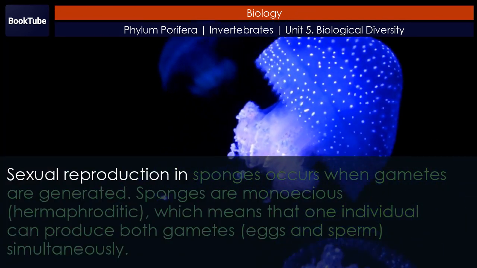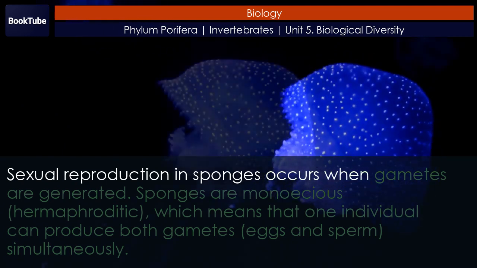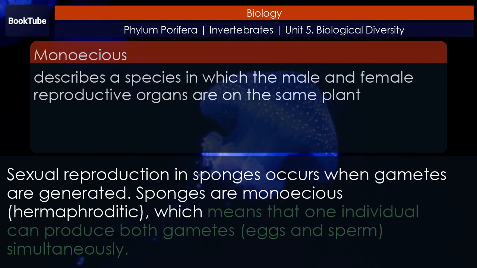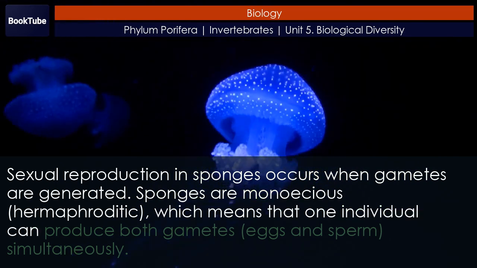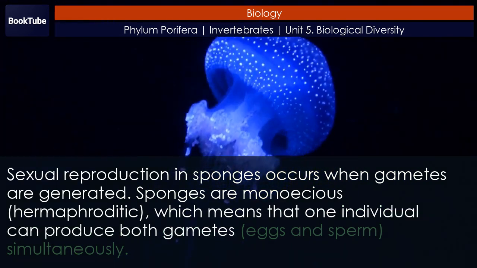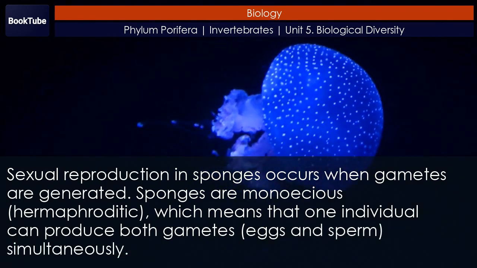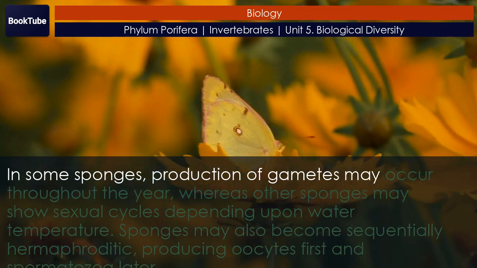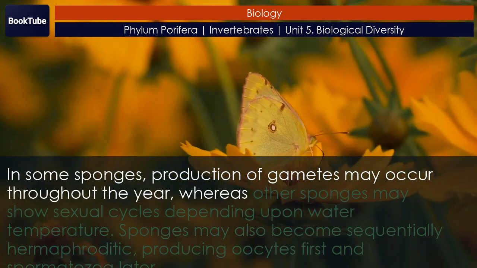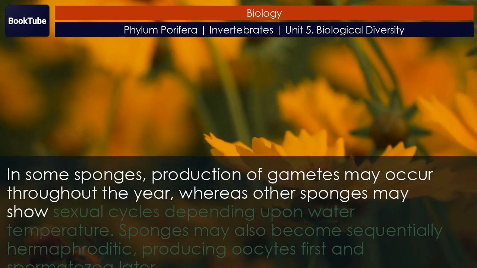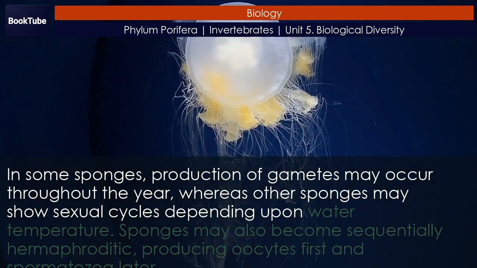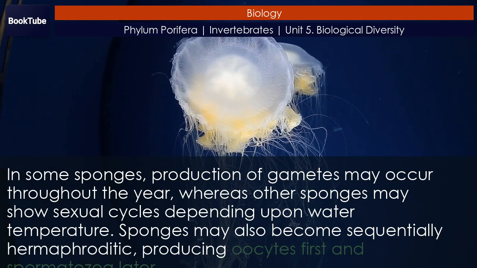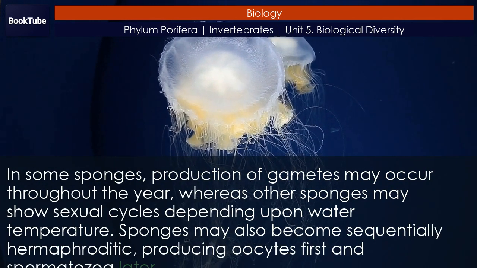Sexual reproduction in sponges occurs when gametes are generated. Sponges are monoecious, hermaphroditic, which means that one individual can produce both gametes, eggs and sperm, simultaneously. In some sponges, production of gametes may occur throughout the year, whereas other sponges may show sexual cycles depending upon water temperature. Sponges may also become sequentially hermaphroditic, producing oocytes first and spermatozoa later.